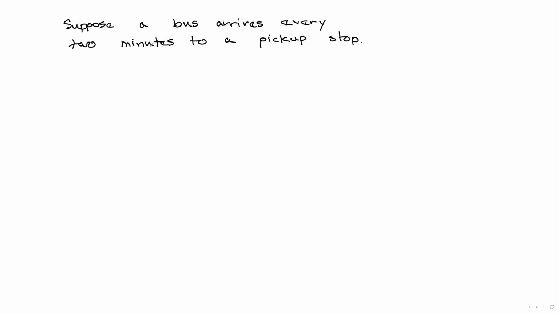suppose a bus arrives every 12 minutes to a pickup stop. If a person arrives at the bus stop at a random time, what's the probability distribution for how long they'll have to wait?